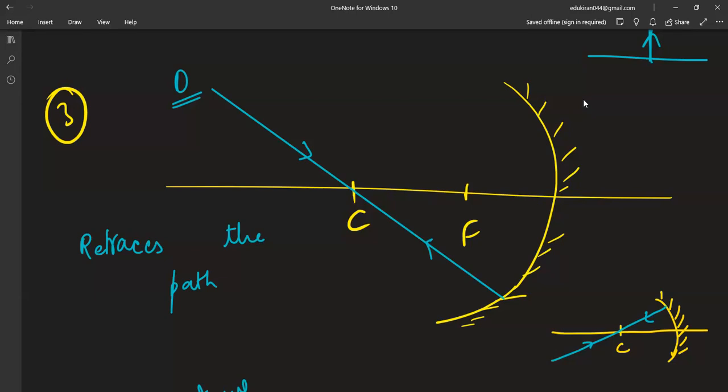Ma'am, when it passes through the center of curvature, will no image be formed? No, the image will be formed. This is a rule. Why are you people focusing on image formation? We will see image formation separately. This is just one ray of light. One more ray of light will also go. Rays will intersect, and only then are images formed.